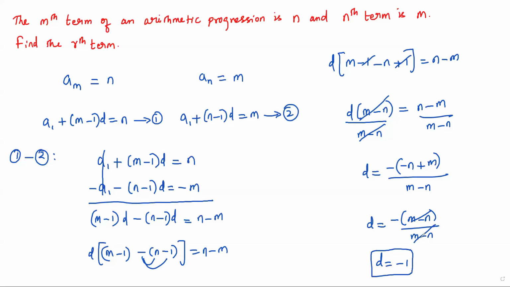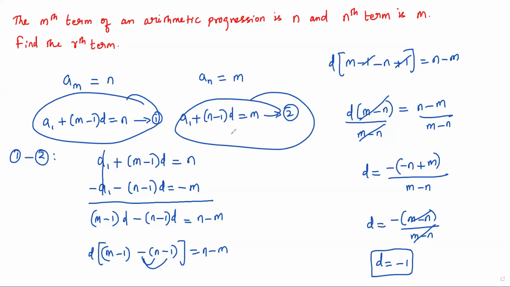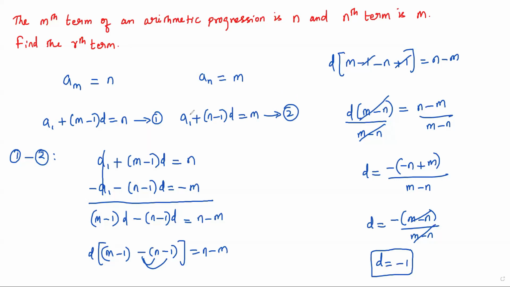Okay, now I got the common difference d, that is negative 1. So I have to plug in d equal to negative 1, either into the first equation or the second equation to solve for a1. So once I get the value of a1, I can plug in the values of a1 and d into the formula for the rth term, and I can get the rth term. Okay, now I'm going to plug d into the first equation. Let me continue on the next page.